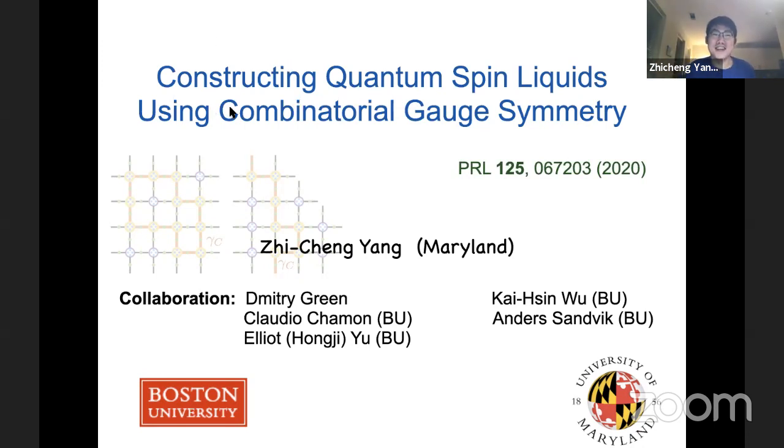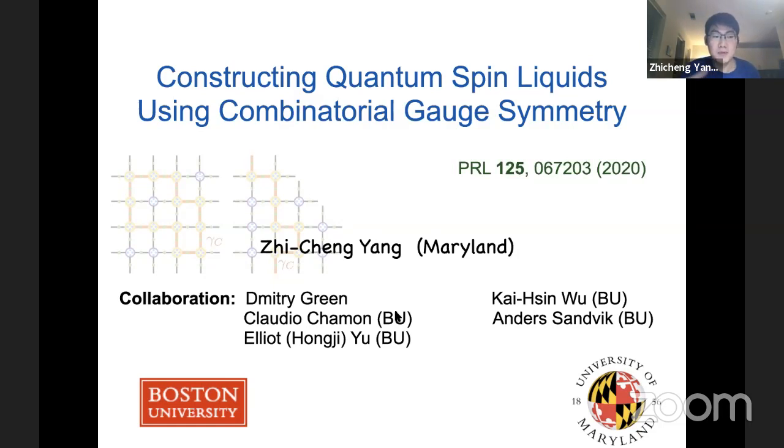Okay. So today I'm going to talk about this recent work that we did on constructing quantum spin liquids using combinatorial gauge symmetry. This is our paper, if you're interested in more detail. This particular work was done in collaboration with Dimitri Green and Claudio Chamon at Boston University.